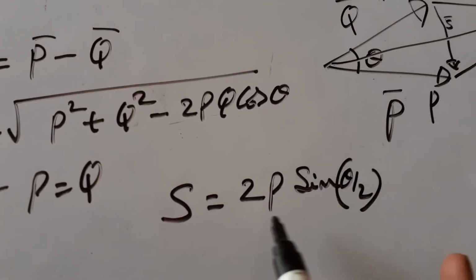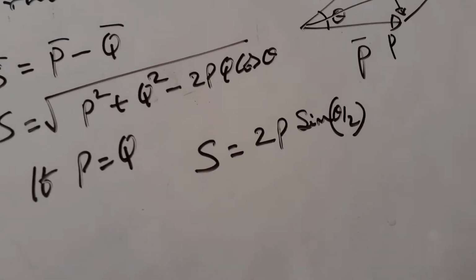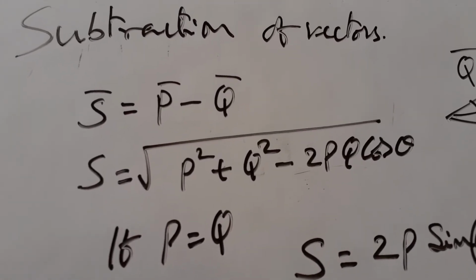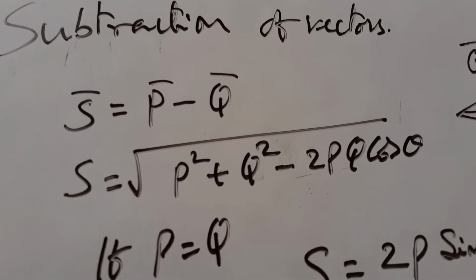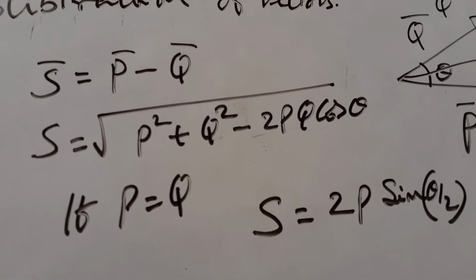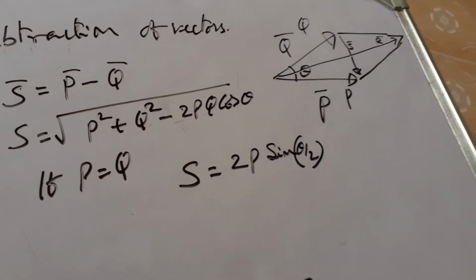In case of addition, 2p cos theta by 2. In subtraction, 2p sin theta by 2. So these are two formulas we can utilize in vector subtraction. Where do we use vector subtraction? We use vector subtraction in many cases: change in velocity, relative velocity, change in momentum, etc.